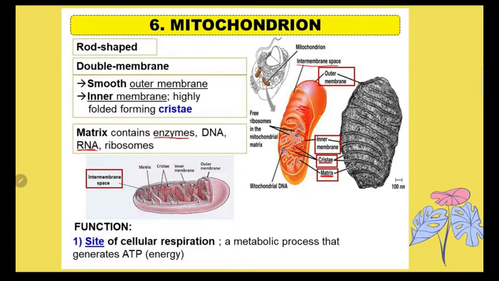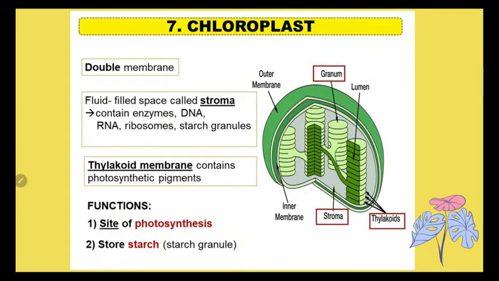Okay, next organelle is the chloroplast. The chloroplast is also a double membrane organelle. So far we have three organelles that are double membrane. The first one is the nucleus, the second one is the mitochondria, and the third one is the chloroplast. Okay, the chloroplast is only found in plant cells.